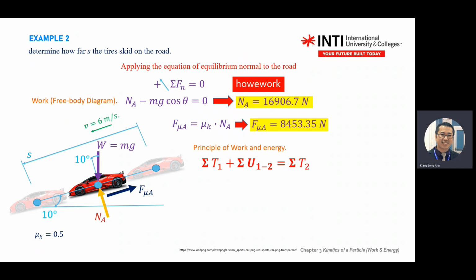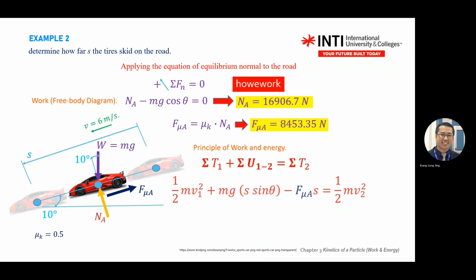So we will have this equation. Of course, you rearrange and you get the same form. So you have T1 plus the work done equal to T2. You substitute all the values. T will be 1/2 mv squared. Kinetic energy will be 1/2 mv squared, where 1 is the initial.